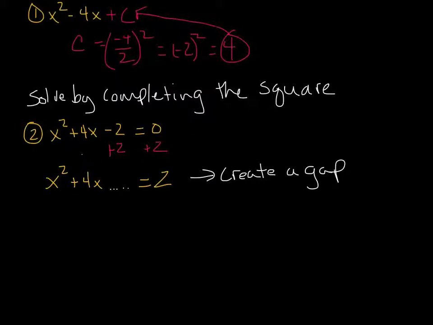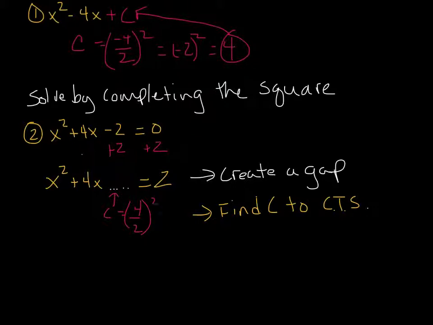So my second step is I'm going to find C to complete the square. So I said I was going to abbreviate that. And what I mean by that is I simply want to know, what could I put here to actually make that perfect square trinomial? And I know that I have to take the middle term and cut it in half and square it. So that's 2 squared or 4. So that is what I need to complete the square.